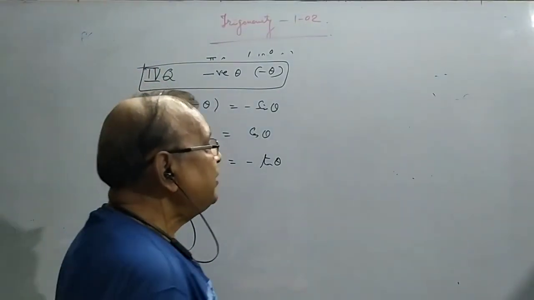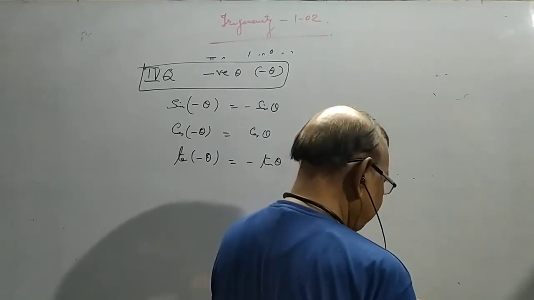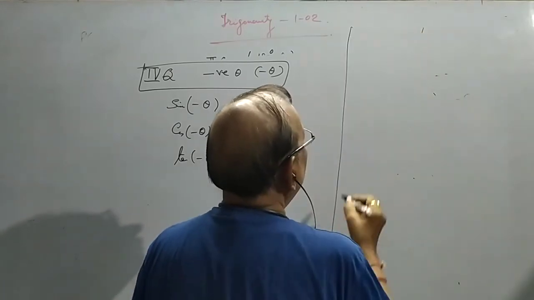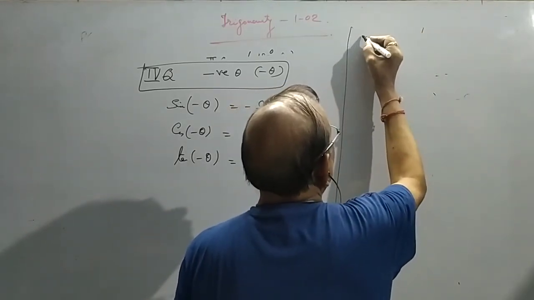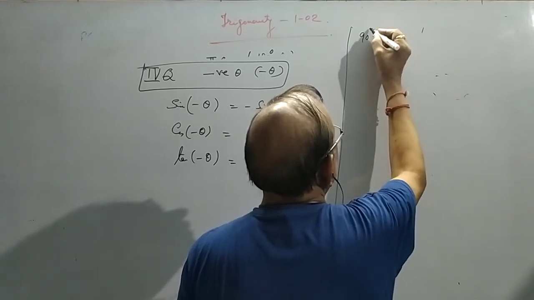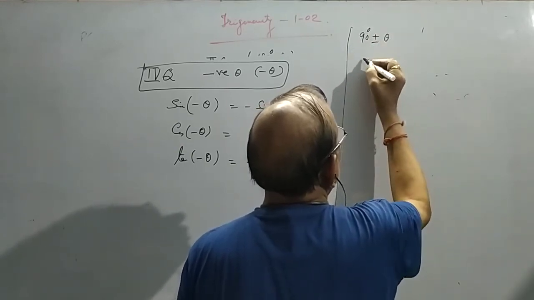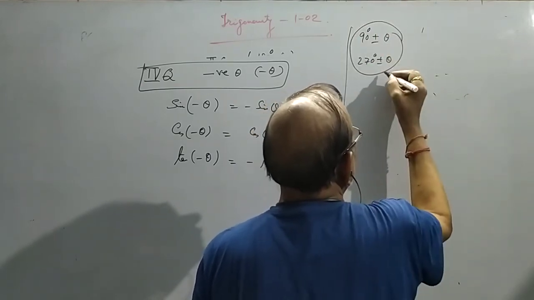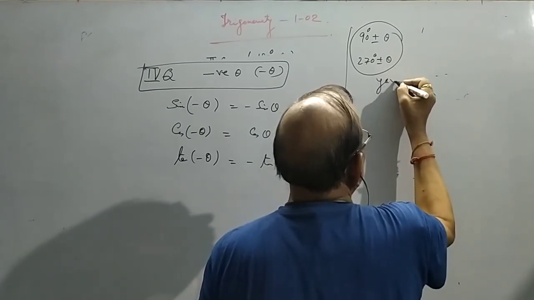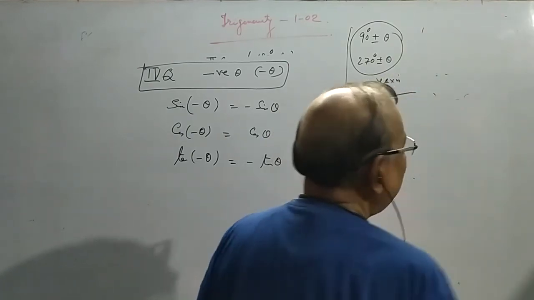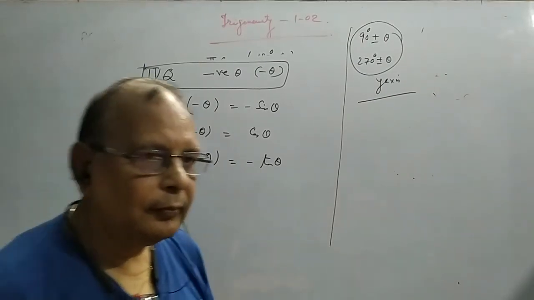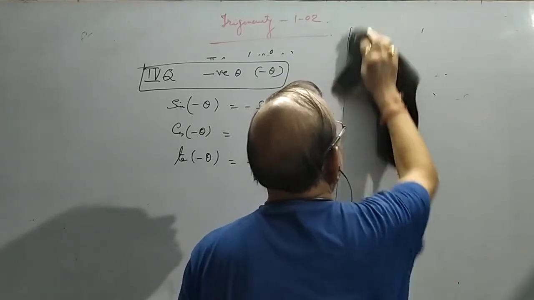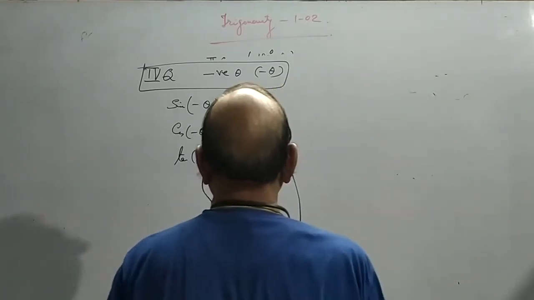Caution. What is the caution? For the time being, the caution is that you have to be careful. You have not to consider 90 degree plus minus theta or 270 degree plus minus theta, that is from the y-axis, which lies on the y-axis. We have not to consider these today. That will be considered later on.